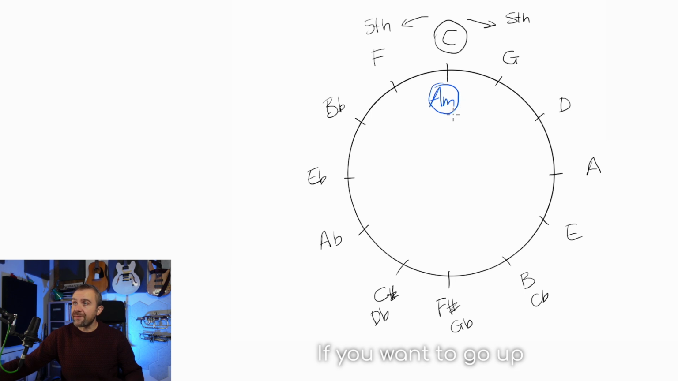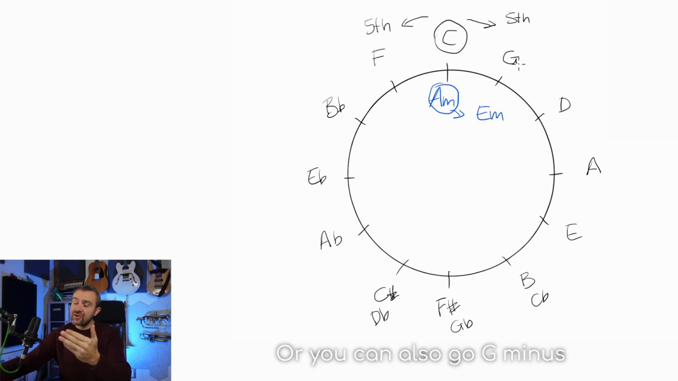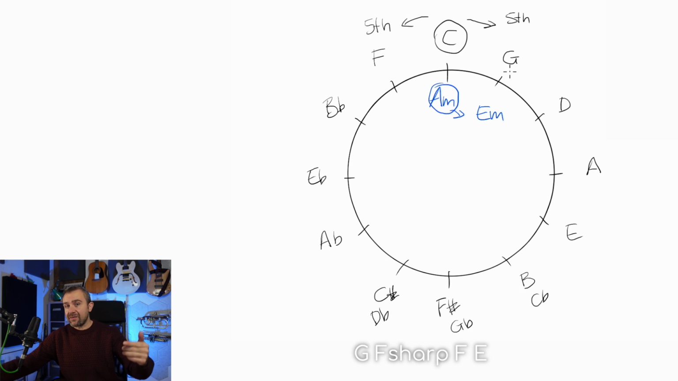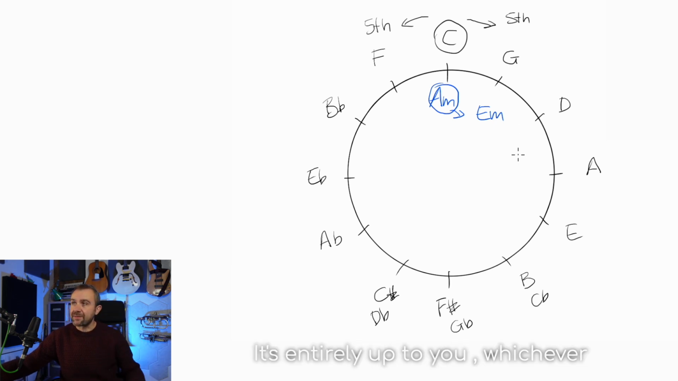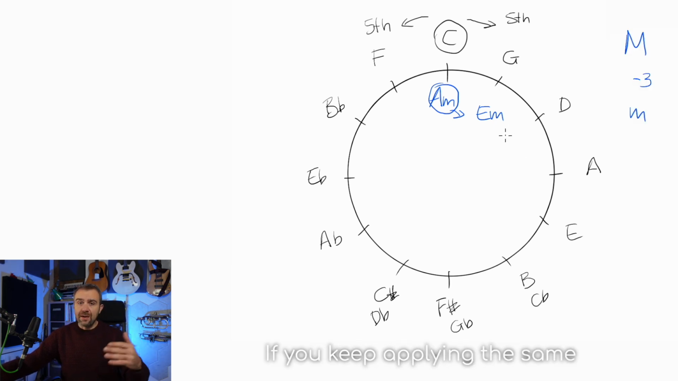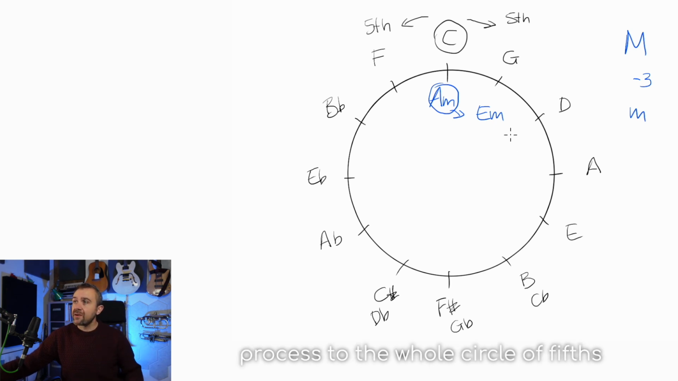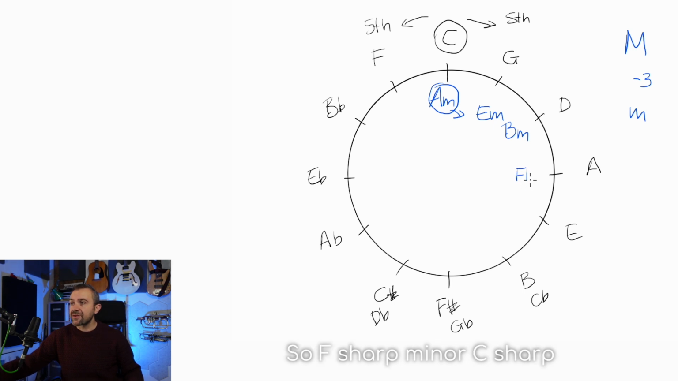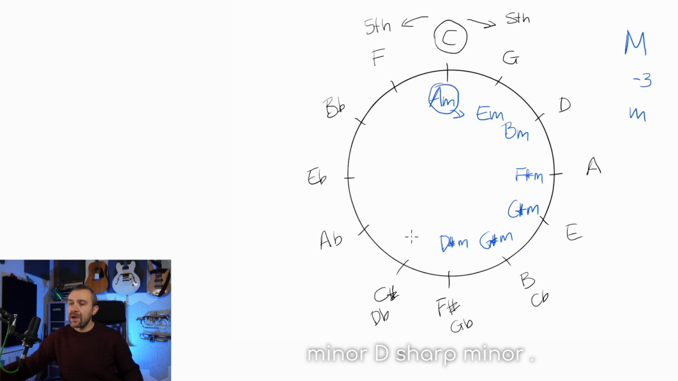If you want to go up a fifth this way, you can think A, B, C, D, E, E minor. Or you can also go G minus 3 semitones: G, F sharp, F, E. It's entirely up to you, whichever you prefer. If you keep applying the same process to the whole circle of fifths, you can build all of it also on the minor side. So F sharp minor, C sharp minor, G sharp minor, D sharp minor, and then we get to A sharp minor.